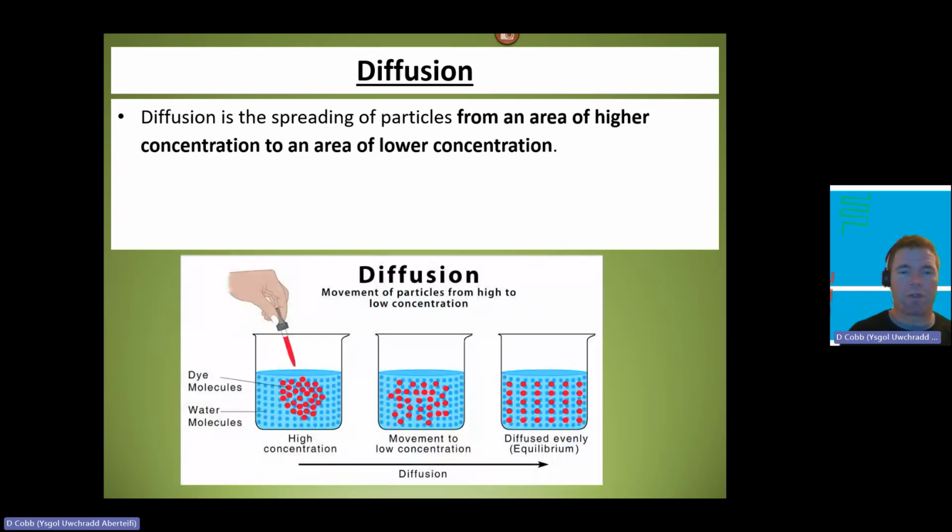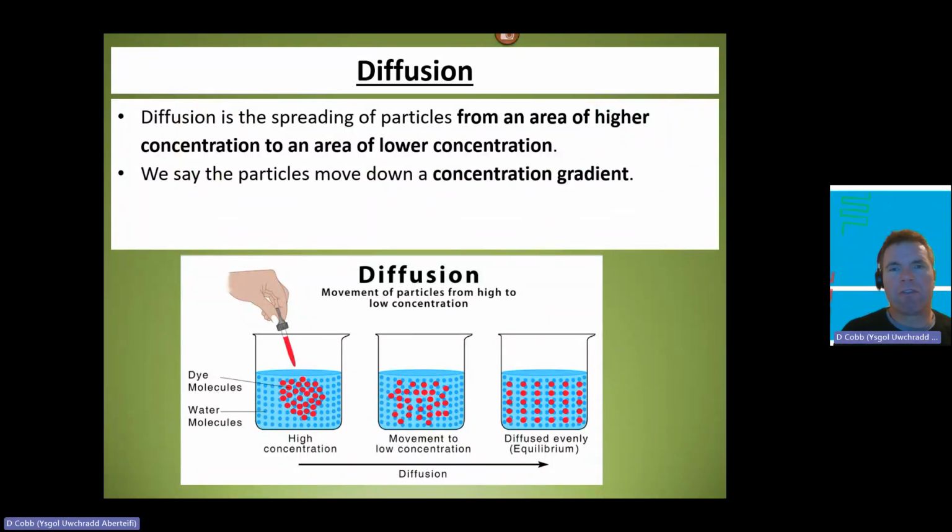But worth noting and worth getting to grips with the more basic idea of just diffusion within a solution, within water, but it can be within air. You start with a high concentration of molecules when that dye is put in, and those molecules spread out and they're more evenly distributed through that glass, or through that beaker in this case.